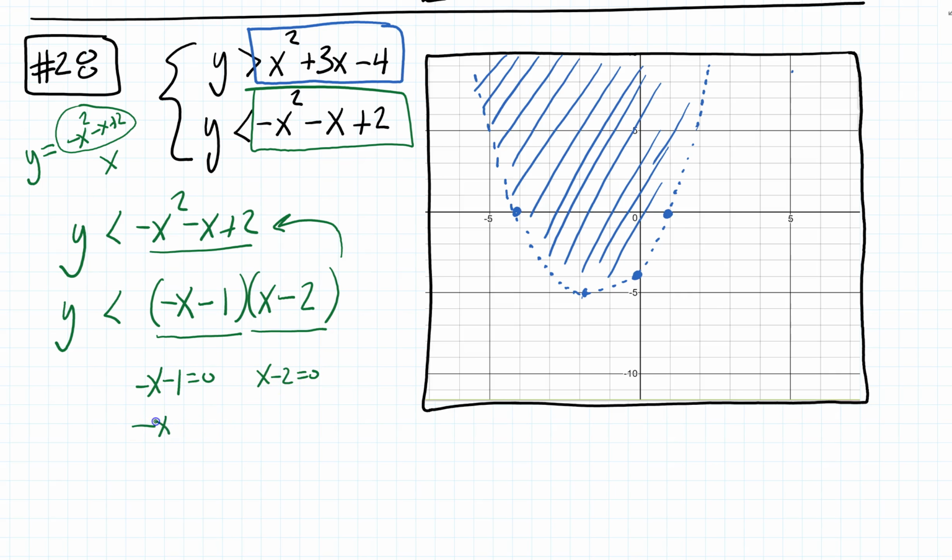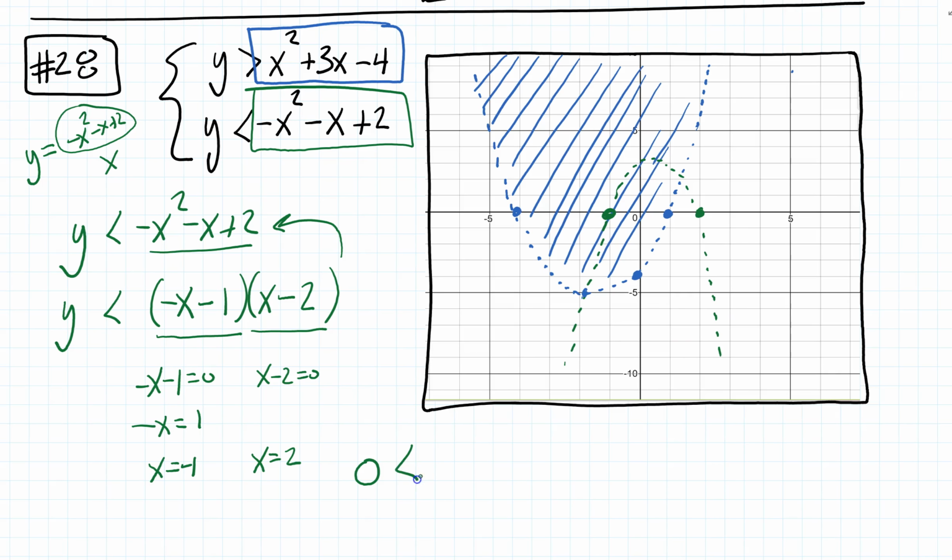So -x is going to equal +1, so x has to be -1. At -1 I'll have a zero. And x is going to be 2, and at 2 I'll have a zero. I know this thing opens down, so this graph looks something like this. And I want everything that is less than that, so I'll go ahead and test 0.